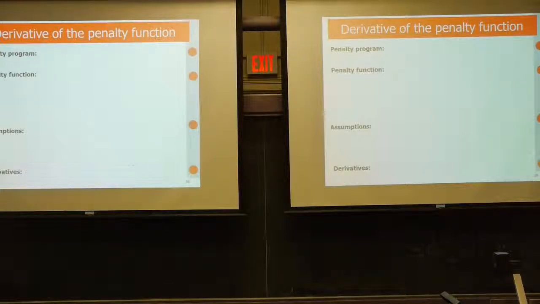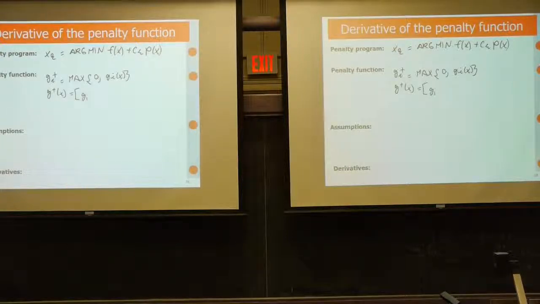Okay, so in algorithms, now we know what the penalty program is. It's just minimize f of x plus ck times p of x, right? And that's the penalty program, and the penalty function gi plus is again the maximum of 0 and gi of x. And for penalty, what we will use is just a gamma function of g plus of x. And for example, if we use the quadratic penalty, this is just y transpose y.